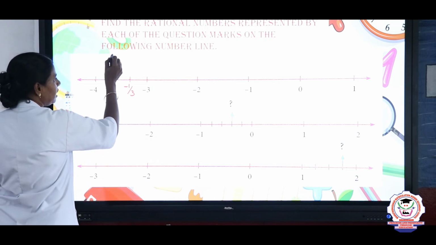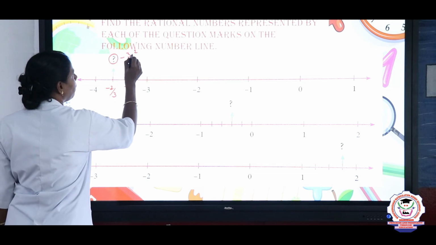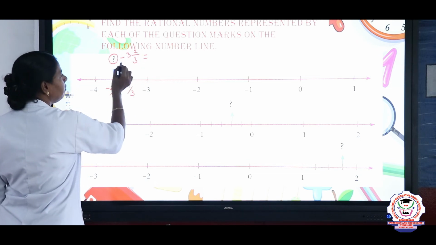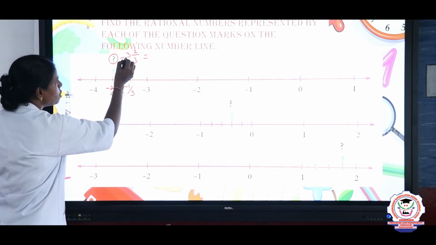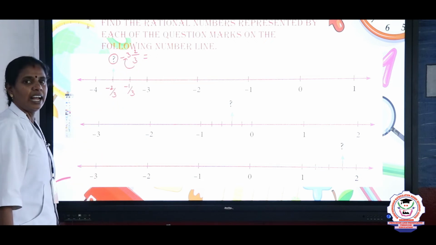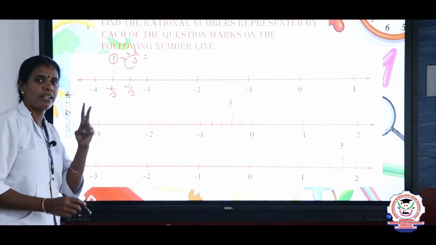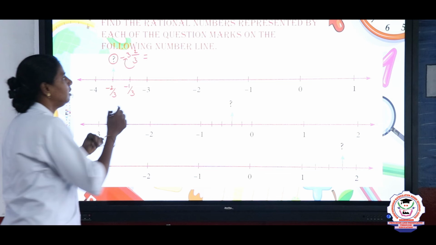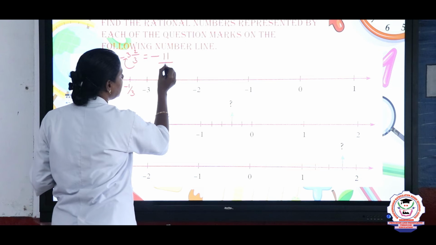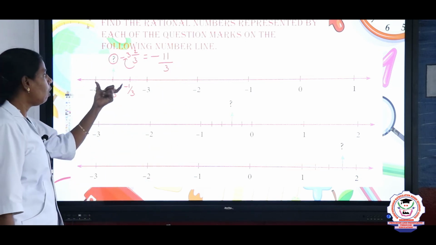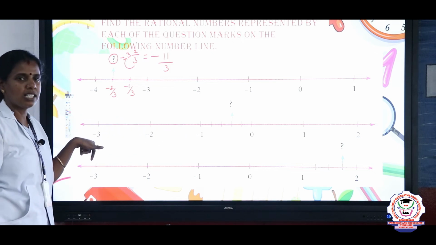Now, what number will be at this question mark? Minus 3, 2 by 3. So we can convert this minus 3, 2 by 3 by first multiplying these two numbers: 3 3s are 9. Then add the numerator: 9 plus 2 is 11. Since it is negative, it is minus 11 by the denominator 3. Is it clear how to find the answer for this? So, can you tell me the answer to the next question?